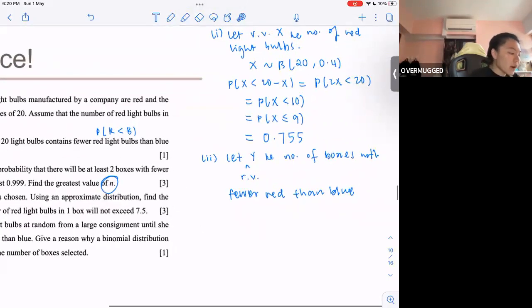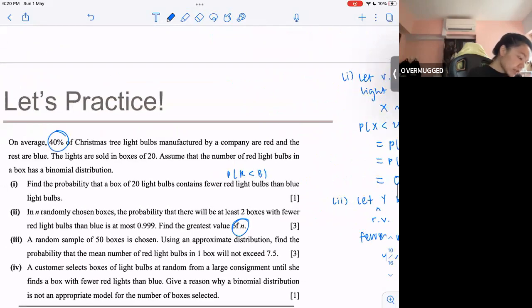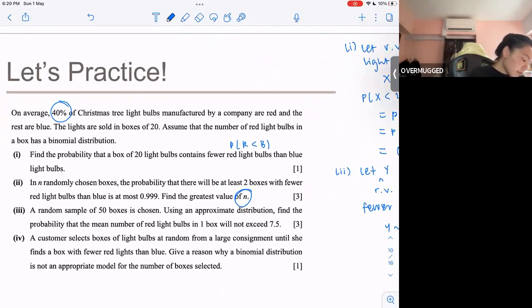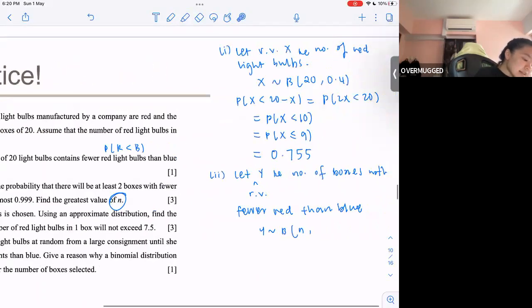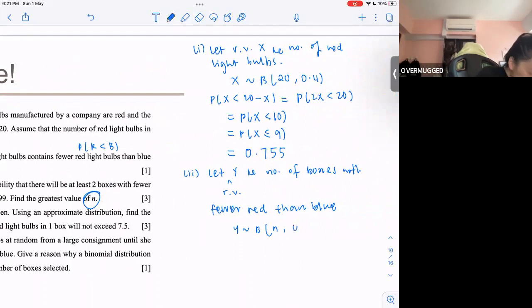This Y follows a binomial distribution, and you don't know what your n is. But you know from your first part that the probability of you getting fewer red light bulbs than blue is 0.755. So that is what you will use here. You'll use the longer version, to more SF so that it will be more accurate.